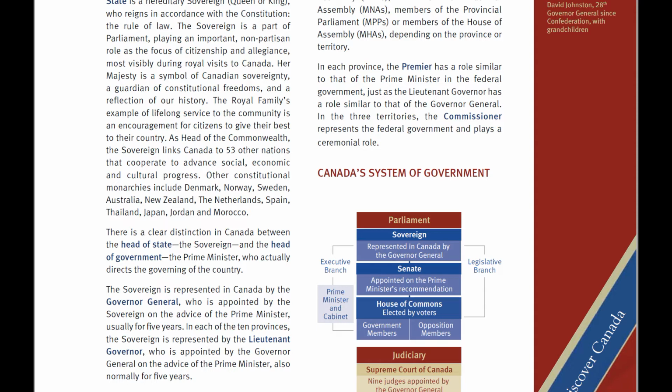The sovereign is represented in Canada by the Governor-General, who is appointed by the sovereign on the advice of the Prime Minister, usually for 5 years. In each of the 10 provinces, the sovereign is represented by the Lieutenant Governor, who is appointed by the Governor-General on the advice of the Prime Minister, also normally for 5 years.